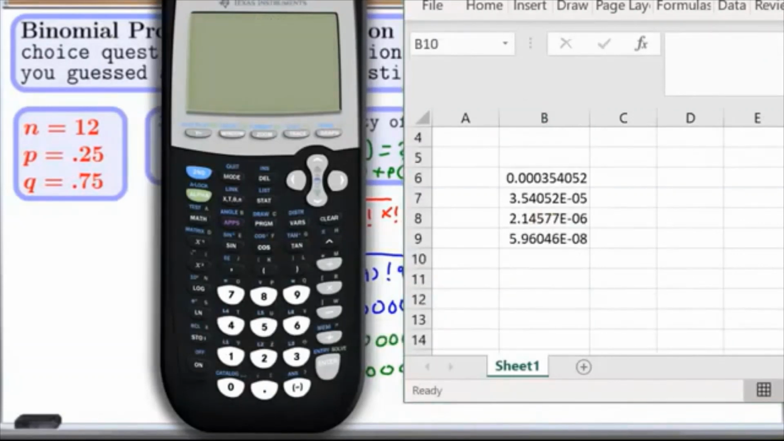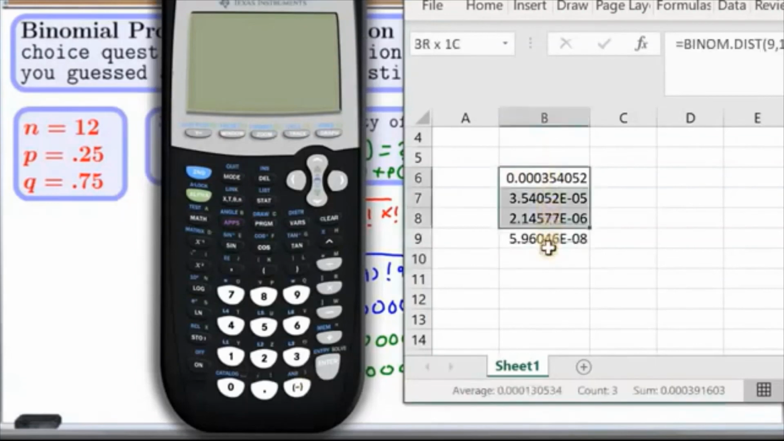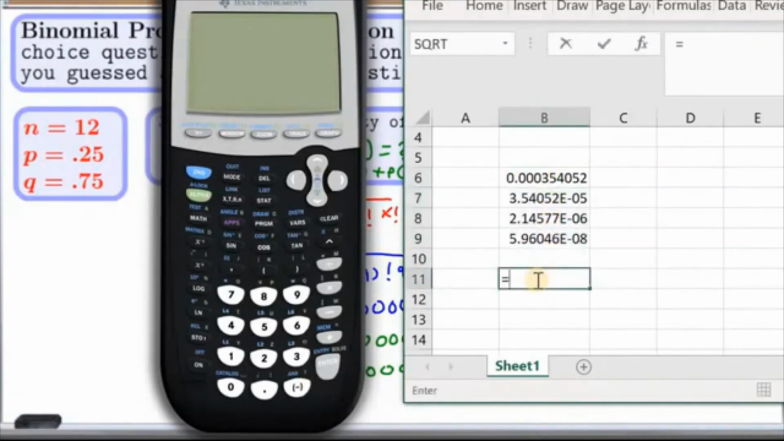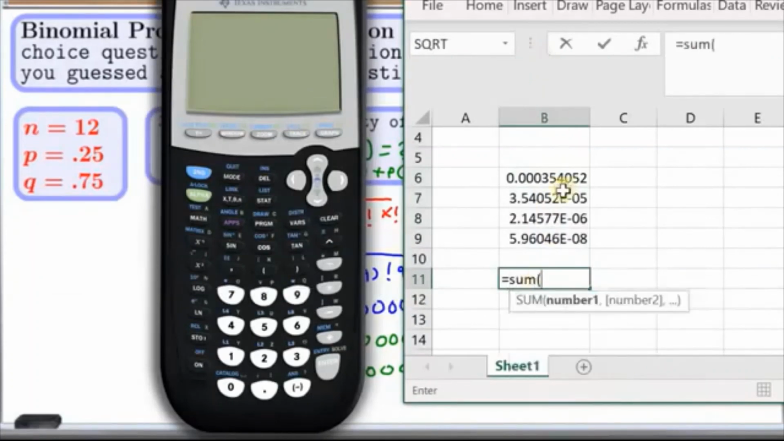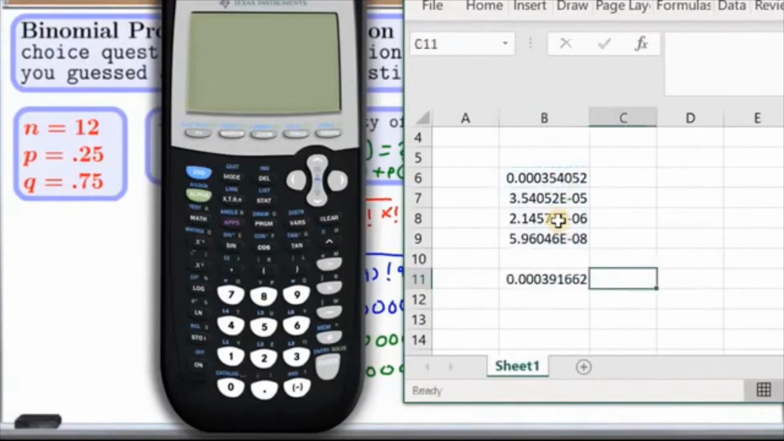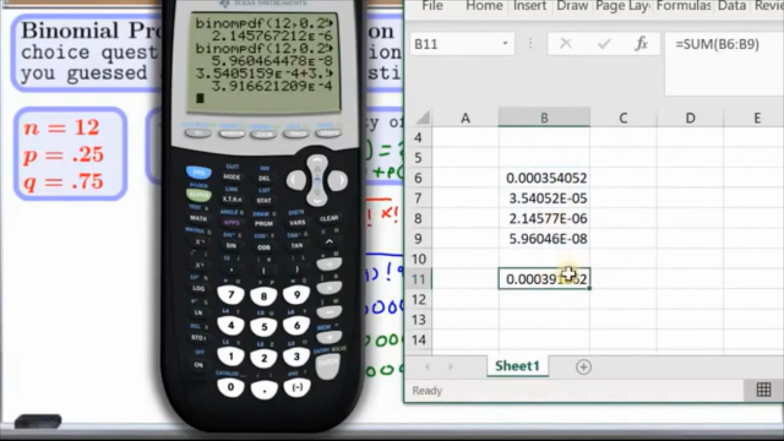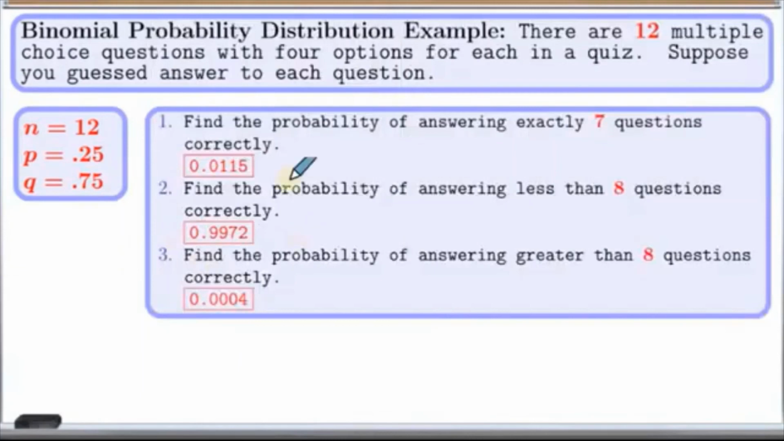Here, for us to find a probability of answering greater than 8 questions correctly, we will be adding all these probabilities that we just found. For that, you can type equals, then type in sum, then put parentheses, go up here and select this, then close parentheses, then hit equals. This is exactly what we found using formula and also using calculator. Now, here I have listed all these probabilities here and we are done.